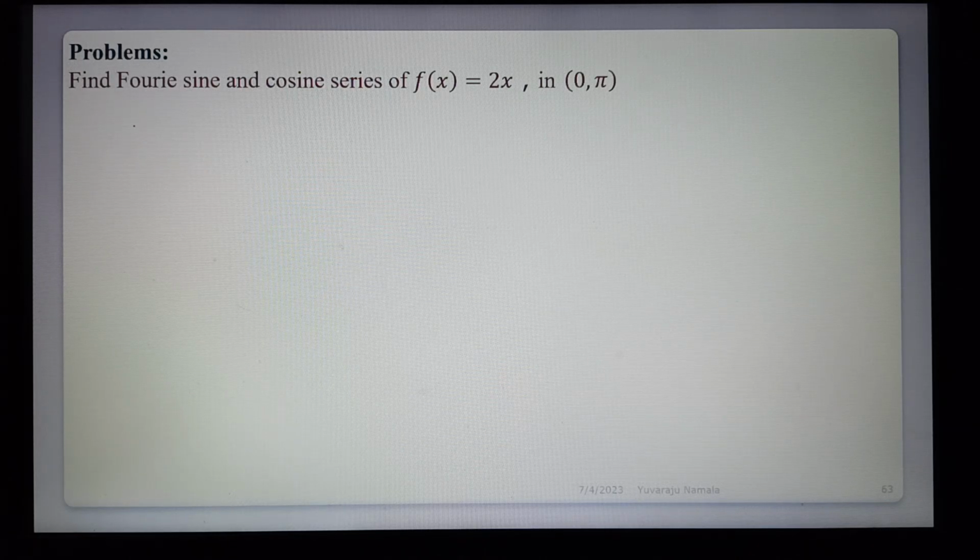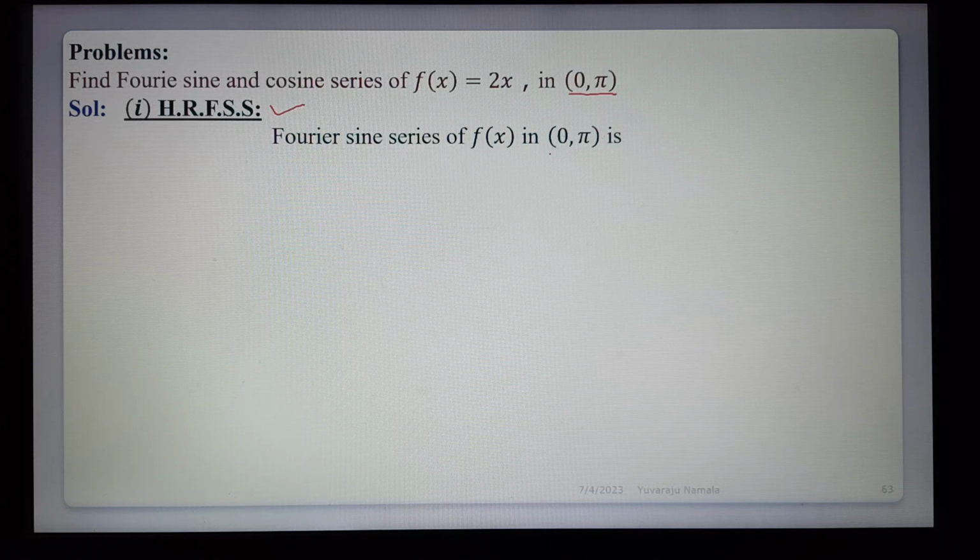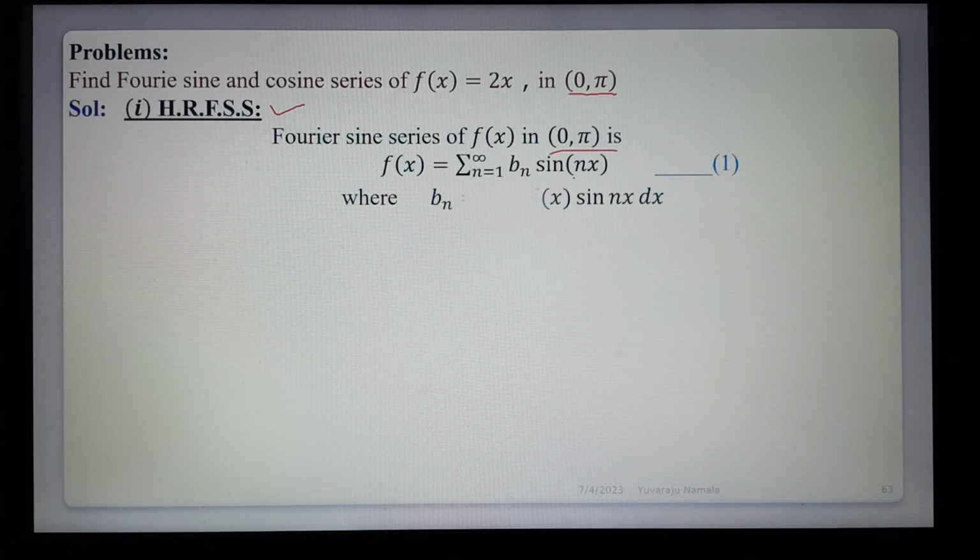Okay, see the problems here. The first problem: find the Fourier sine and cosine series of f of x equal to 2x in the interval 0 comma pi. So that is the half range Fourier sine series and cosine series of the given function. The given interval is 0 comma pi. First of all, we find the half range Fourier sine series: f of x is equal to summation n equal to 1 to infinity bn sin nx, where bn is equal to 2 by pi integration 0 to pi f of x sin nx dx.